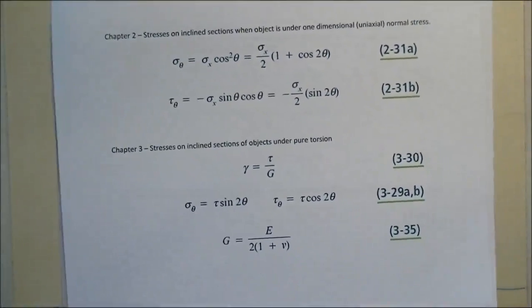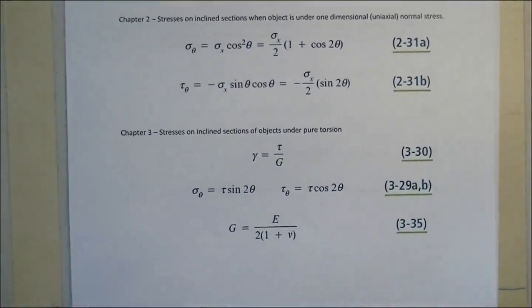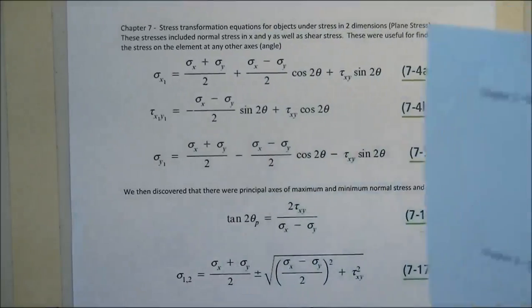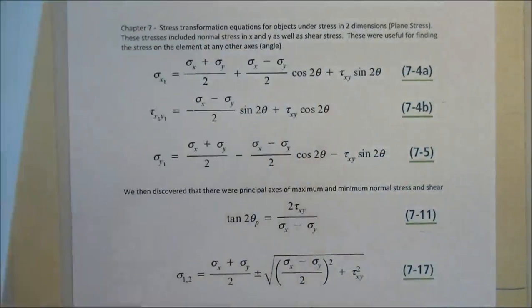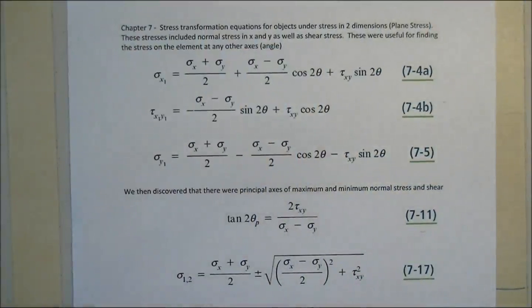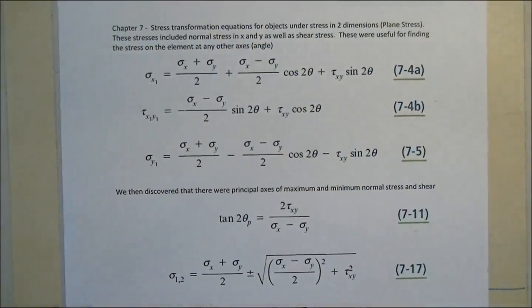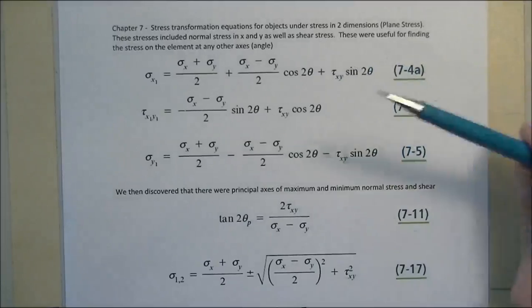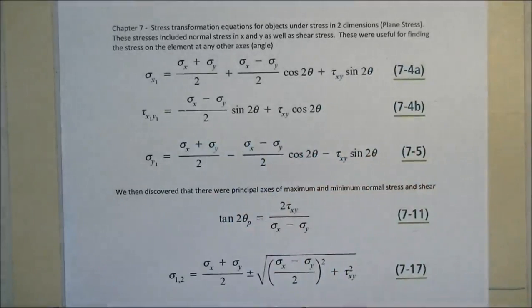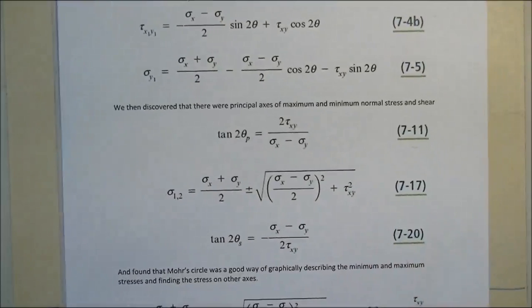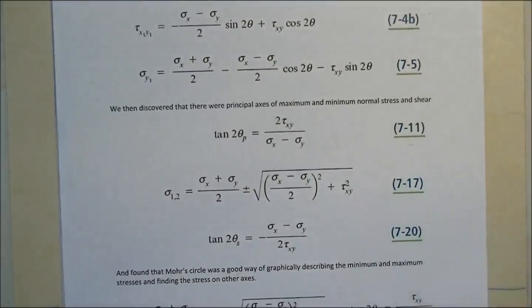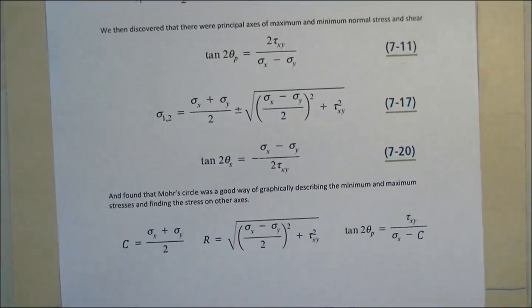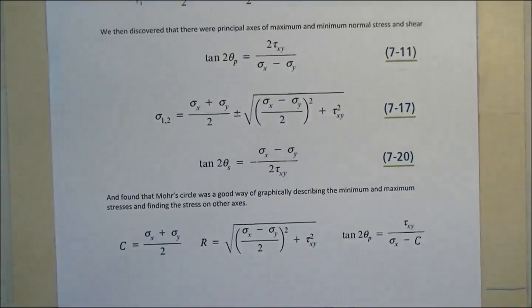So here's a summary of the equations for Chapter 2 and Chapter 3 for stresses on inclined sections. Here are the stresses so far in Chapter 7. These are the stresses at any angle, sigma x1, sigma y1, and tau, and then the principal stresses that we just talked about. And then Mohr circle, those are the equations to begin Mohr circle, and I'm not going to talk about Mohr circle construction in this video.